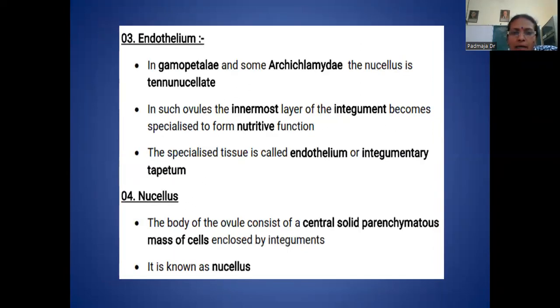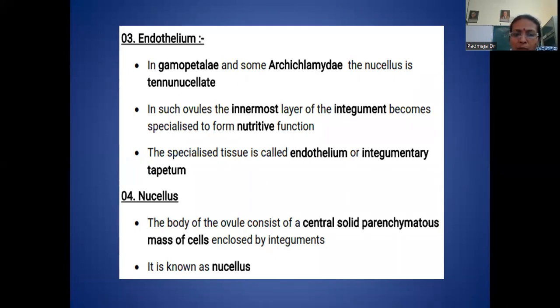Now, in some Gamopetalae and Archichlamydeae, the nucellus is tenuinucellate. What is meant by nucellus? Nucellus is a fertile tissue that is present in the integuments, or the nucellus is embedded by the integuments. The nucellus will be of two types, tenuinucellate and crassinucellate. In such ovule, the innermost layer of the integuments becomes specialized to form the nutritive function. So sometimes, regarding the nucellus, we are going to ask the question also.